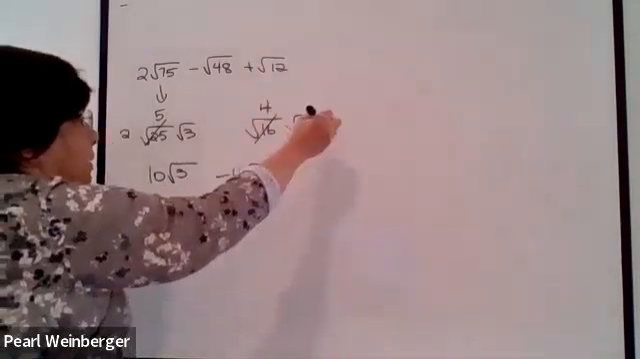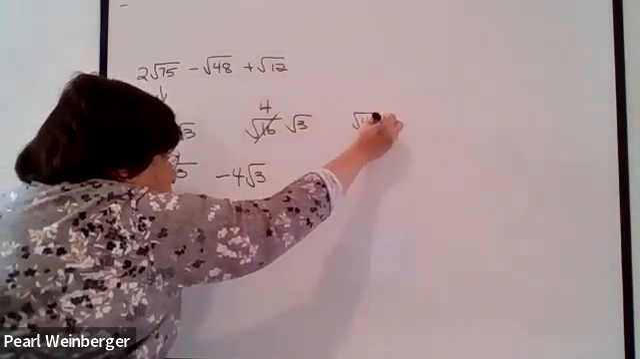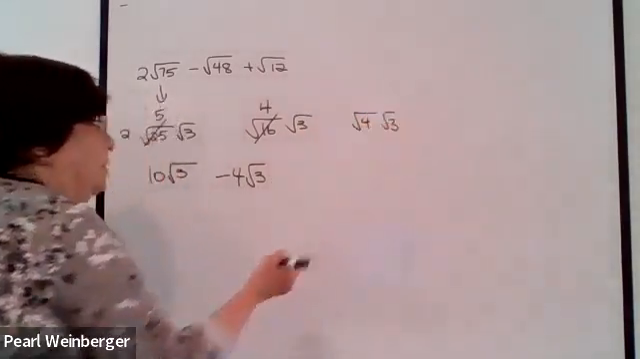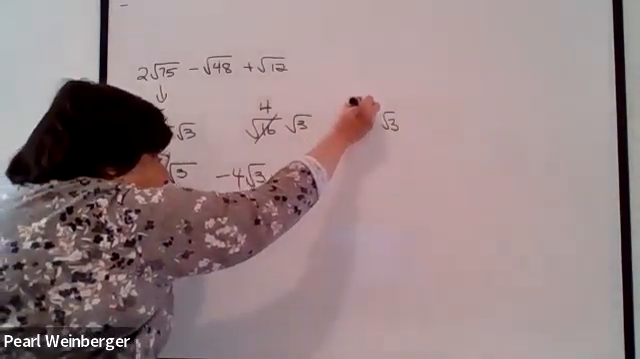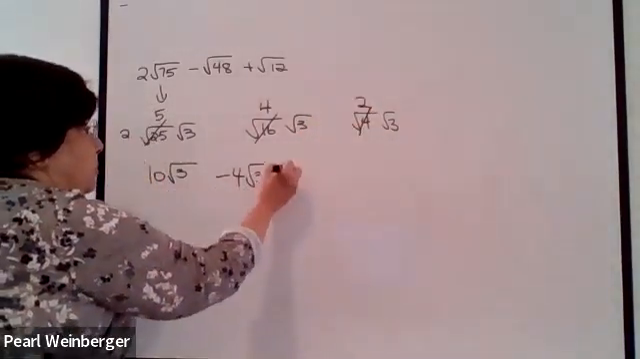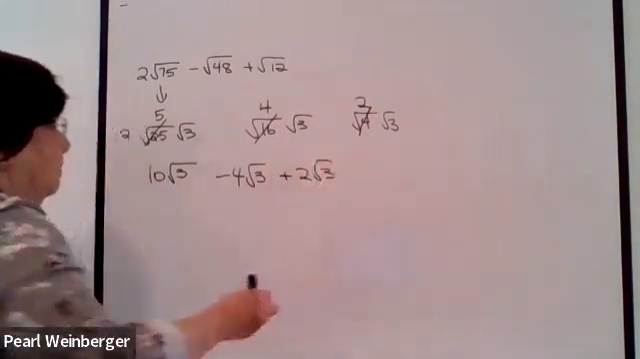And finally, we have the square root of 12. Well, the square root of 12 can be broken up into 4 and 3, because 4 times 3 is 12. And the square root of 4, that's a perfect square, that's 2. So this becomes plus 2 radical 3.